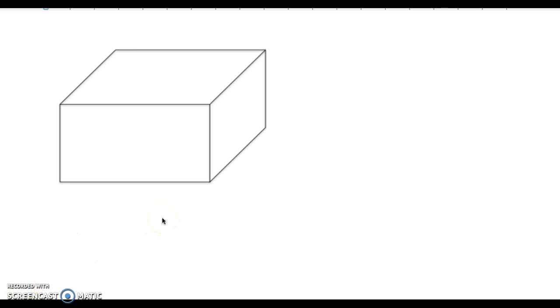A rectangular prism has 12 edges. The edges are the lines where the faces meet each other. So there is 12 of these in a rectangular prism.